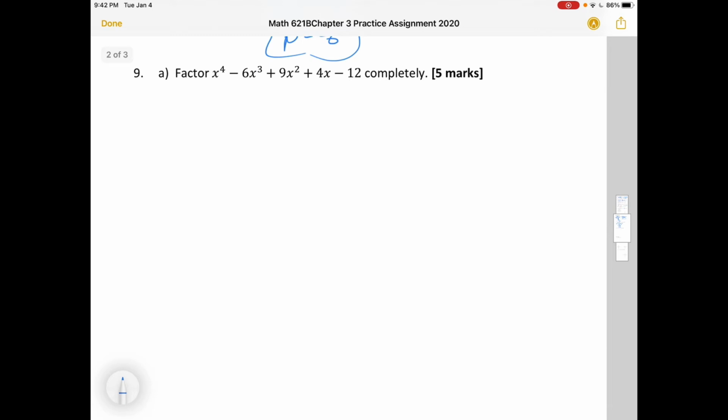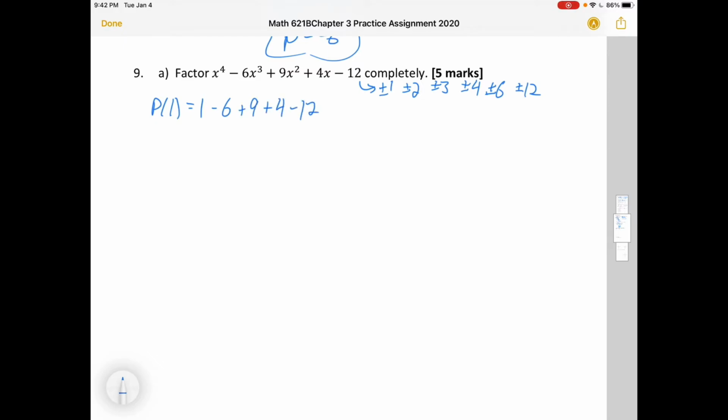All right, the next one, the biggie. Factor this completely. So we know that our possibilities for things we can check are plus or minus 1, plus or minus 2, plus or minus 3. I mean, I could stop listing them because I'm probably not going to check all of these. I'm just going to check until I find one. Easiest thing to put in is 1. So if I put in 1, it'll just be the coefficients. 1 minus 6 plus 9 plus 4 minus 12.